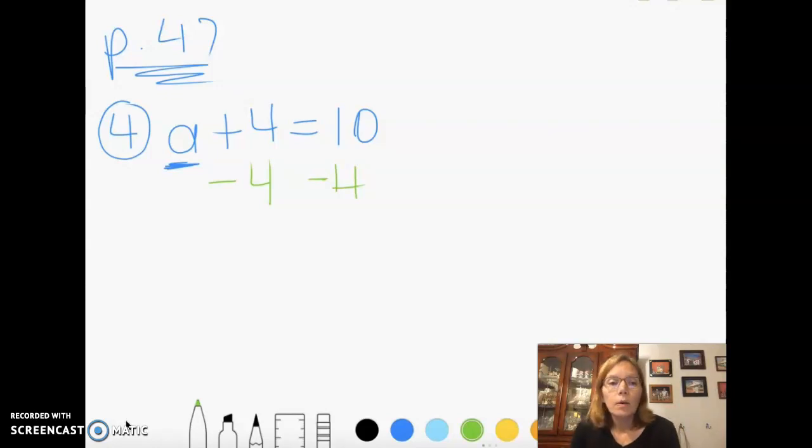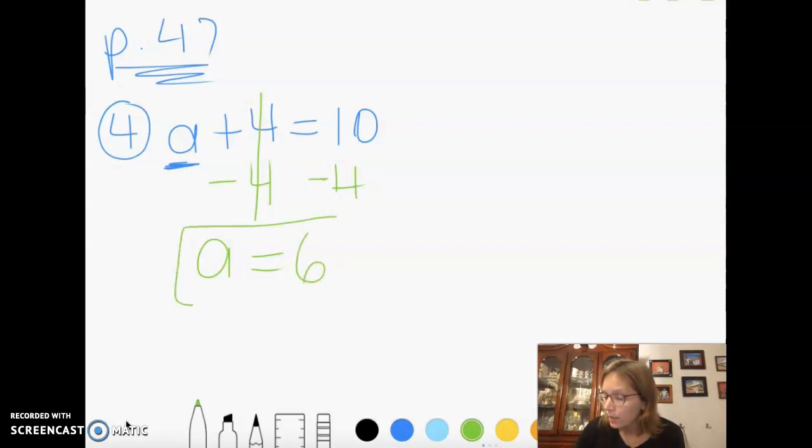Now, what happens to this side with the a is that the plus 4 and the minus 4 cancel each other out. Because if I have a positive 4 minus 4, that ends up equaling 0. So I'm just left with a on this side. On the other side, I'm going to just subtract 10 minus 4. And 10 minus 4 is 6. And that's my final answer. Let's do another one.